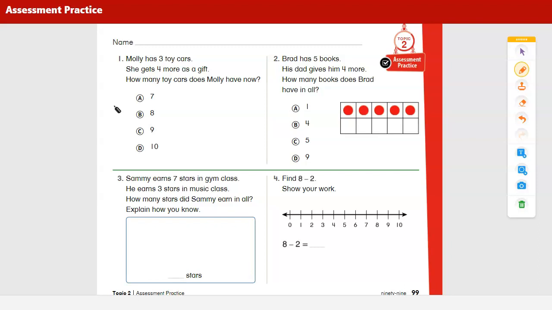Okay, let's look at number 1. Number 1 says Molly has 3 toy cars. She gets 4 more as a gift. How many toy cars does Molly have now? So if Molly had 3 toy cars, and she gets 4 more, how many total toy cars does Molly have now? Does she have 7, 8, 9, or 10?